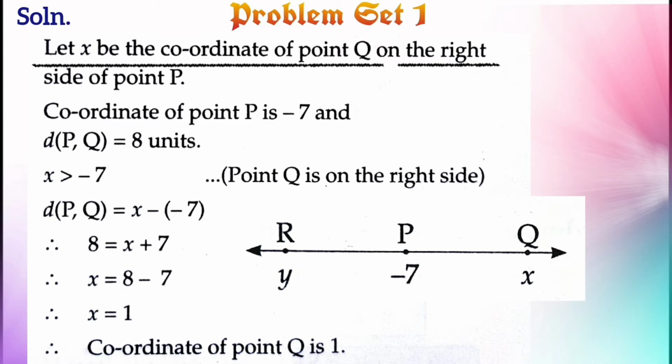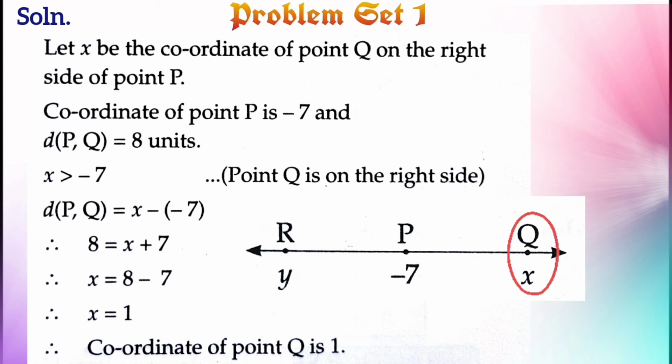So let X be the coordinate of point Q on the right side of point P. So point P is given and the 2 points that we have considered, one will be present on the right side and the other will be on the left side. So the right side one let us consider as X, the coordinate of point Q. So the coordinate of point P is -7 and the distance between P and Q is 8 units. This is given, that the distance between P and the other unknown point, which we have taken as Q, is 8 units.